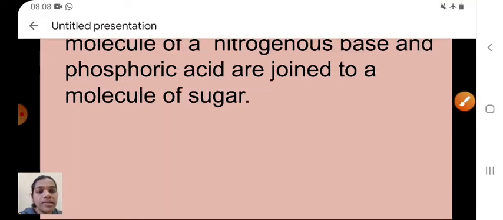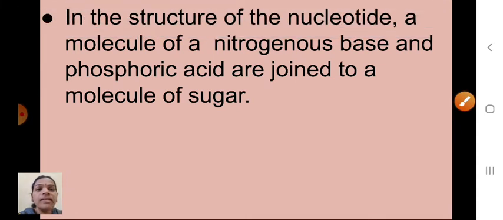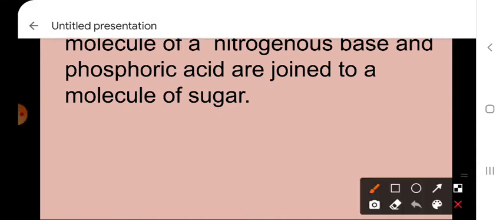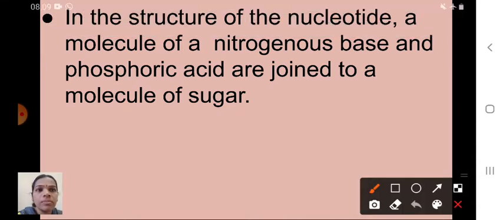Yes, next point here I have given. In the structure of the nucleotide, a molecule of a nitrogenous base and phosphoric acid, that means the phosphate group, are joined to a molecule of sugar. Okay, the DNA structure contains three components. The nucleotides are made up of what? Yes, nitrogenous base, phosphoric acid and sugar.